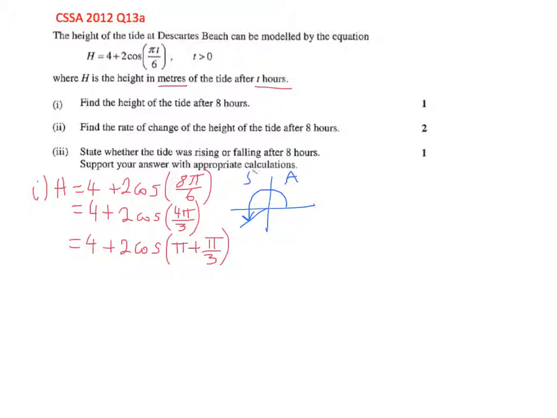Third quadrant, where tan is positive but cos is negative. So this is equal to 4 minus 2 cos of pi on 3.